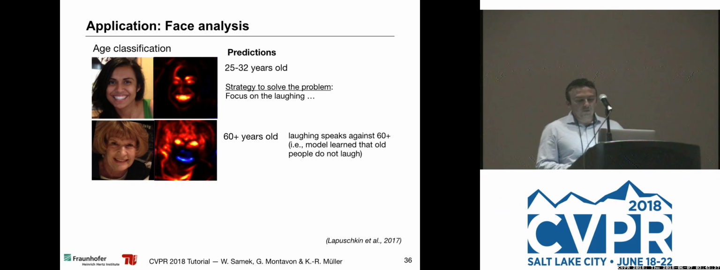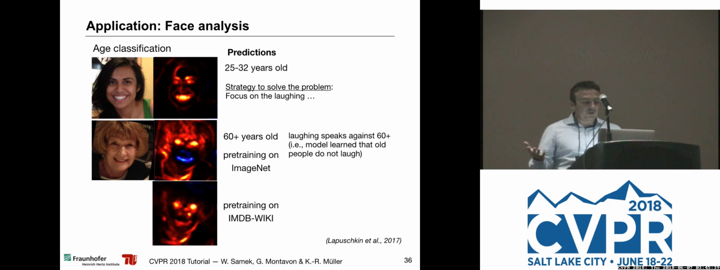And the cool thing is, if you use another pre-training, if you pre-train on faces, then this bias disappears. So in this case, also the way you pre-train, how you do this training, is important, not only for the performance, but also for which features are finally used for classification.